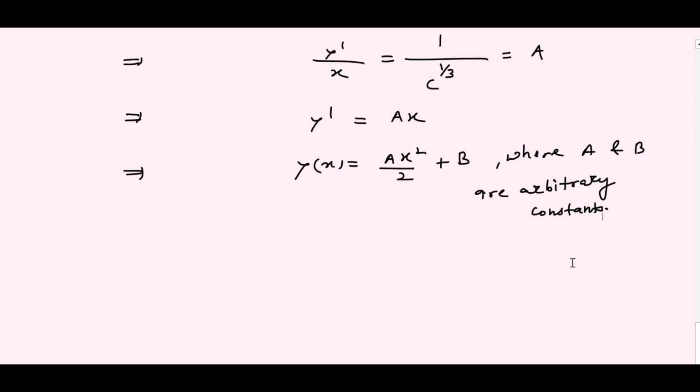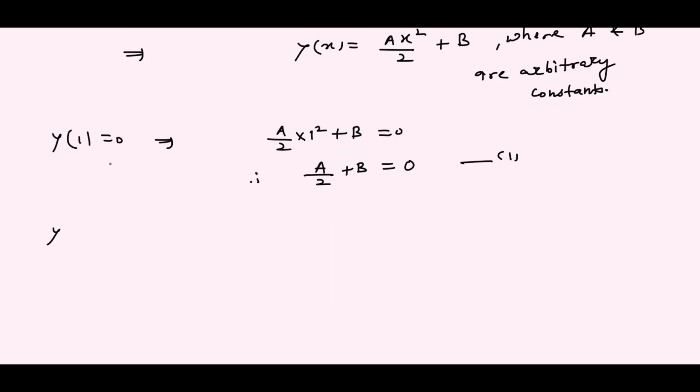So now we will use our boundary condition, and that is y of 1 is equal to 0. So by using that, a by 2 multiplied to 1 square plus b is equal to 0. So from here we will get a by 2 plus b is equal to 0. Let us suppose that is equation number 1.